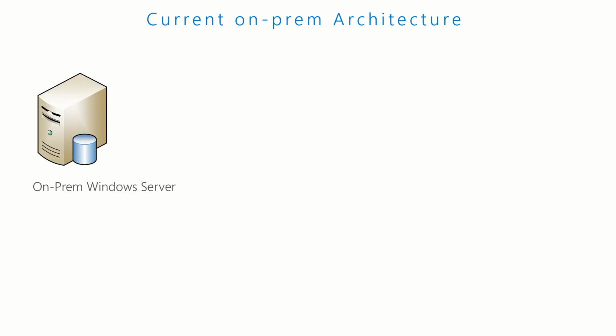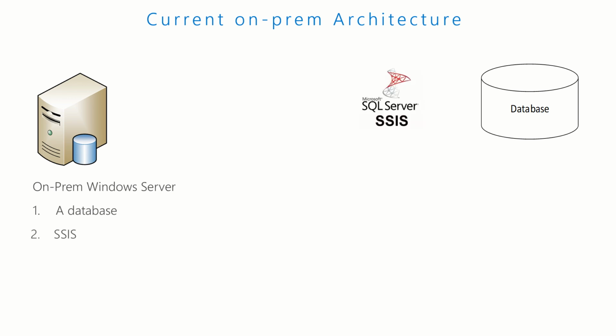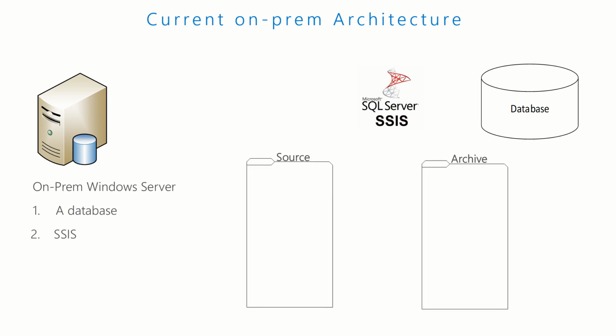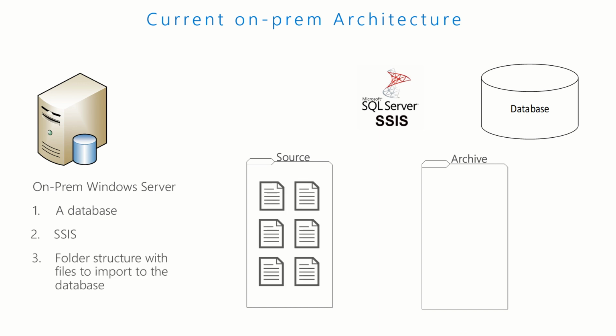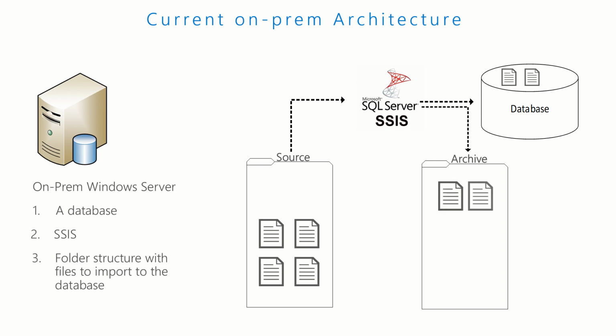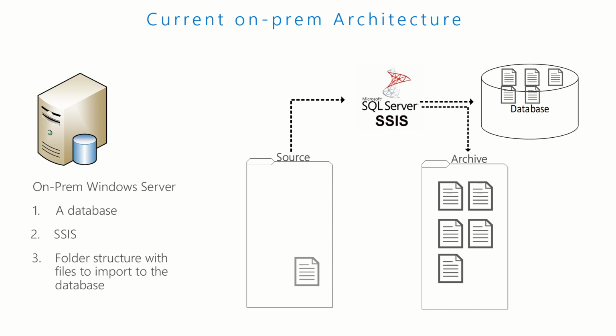Let's have a look at the current on-prem architecture for the scenario we're going to go through. Imagine you have a big Windows SQL Server. On there you have your databases, you have SSIS installed, and you also have a file and folder system which you use to pull the flat files from. In this scenario, you'll have a number of files in the source folder. You will use SSIS to iterate through them, loading them into the database, and then moving them into the archive folder.